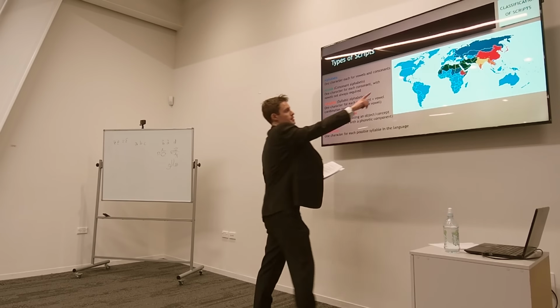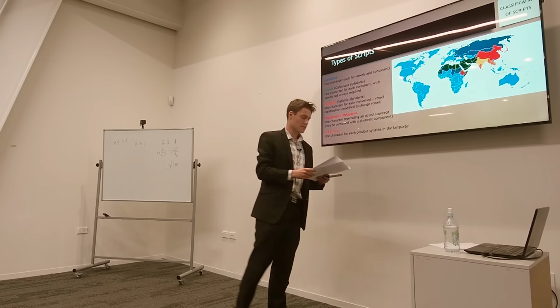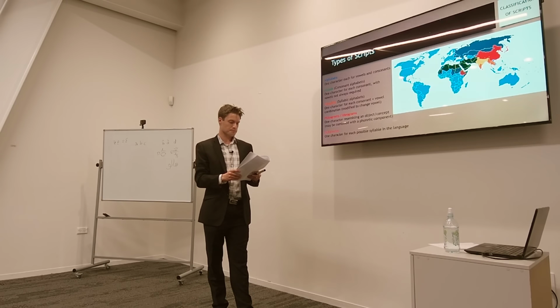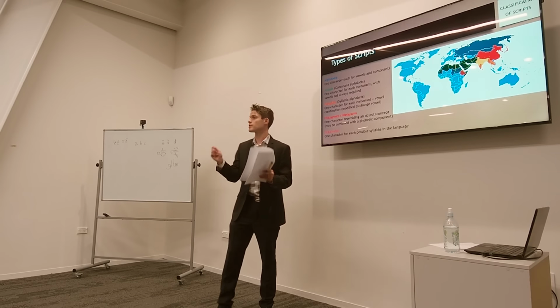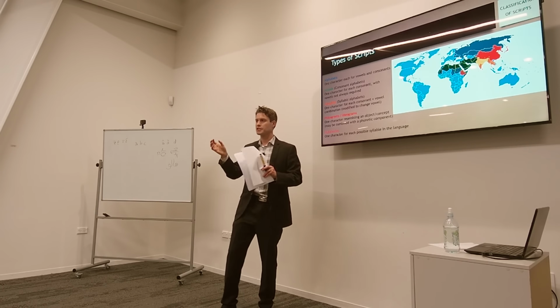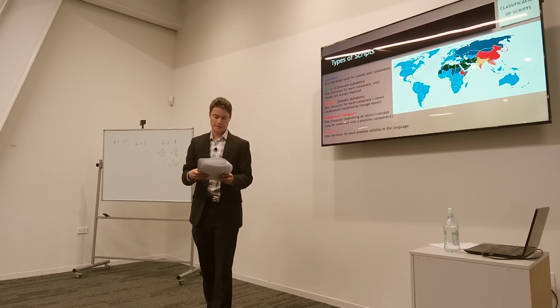The brown, yellow and orange sections of the map here are Abugidas. And in these scripts there is one letter or character per syllable. And this character is modified to change the vowel or to put consonant clusters together.